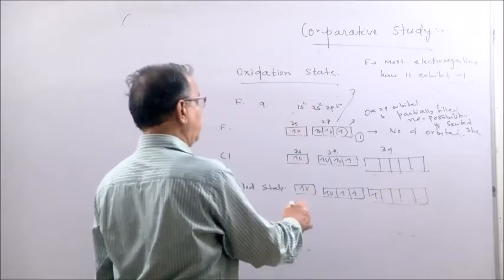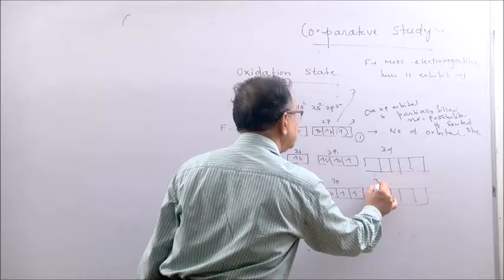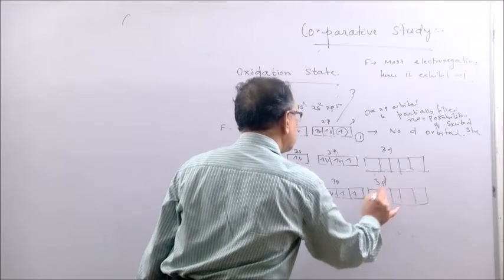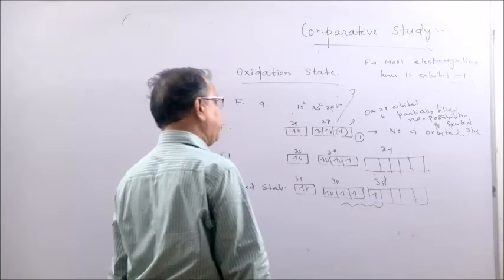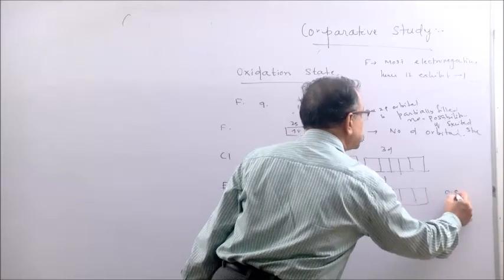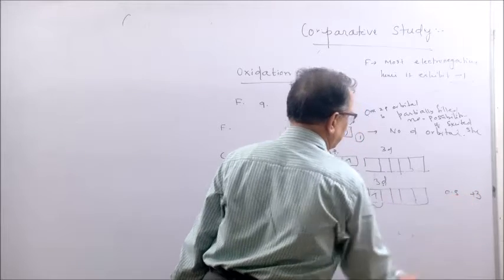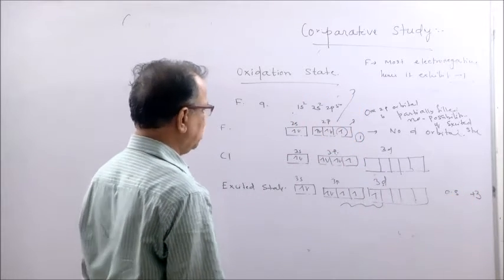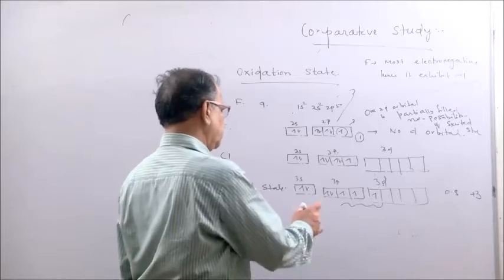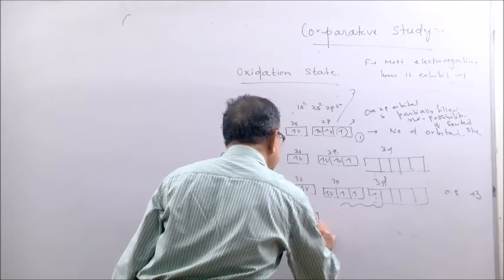So there is possibility of 3s, 3p, 3d. So 3 orbitals remain partially filled, therefore here the oxidation state is 3, either +3 or -3, depending on the nature, like this, 1 2 3.